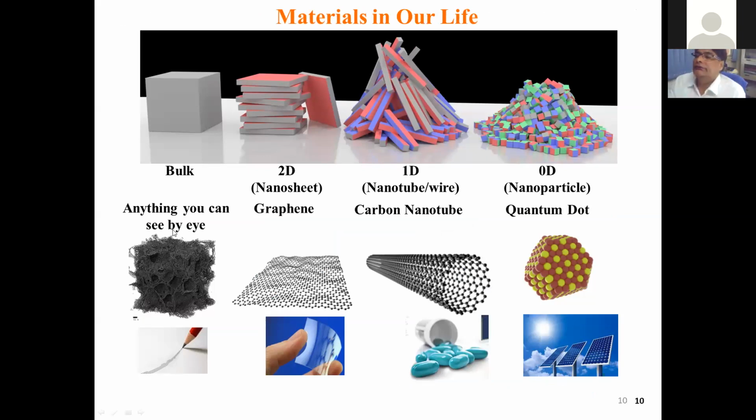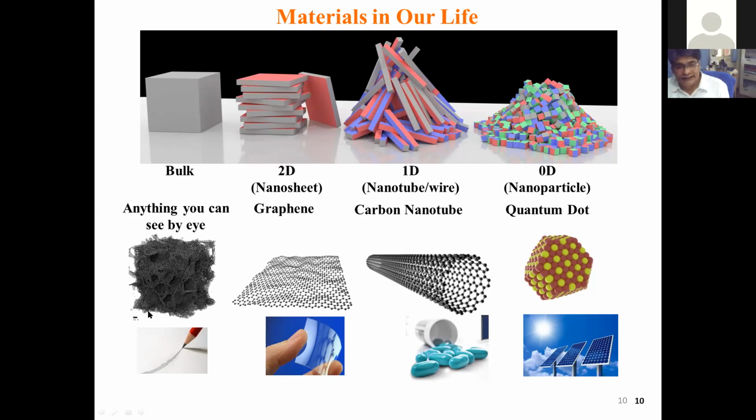let us see what the materials in our life are. In terms of material, we have bulk material, then two-dimensional materials, one-dimensional material, and zero-dimensional material. That means anything you can see with your eye is a bulk material. Then you have the two-dimensional material, very popular now after the discovery of graphene.